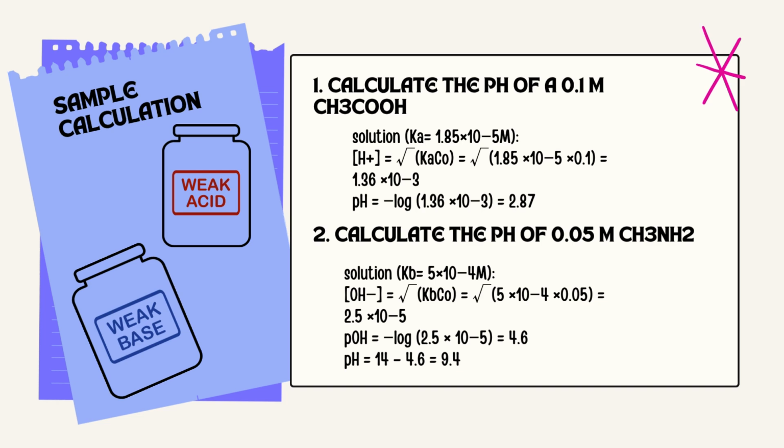Second, 0.05 M CH3NH2, a weak base. Using Kb equals 5 times 10^-4, we get [OH-] equals 2.5 times 10^-3. pOH equals -log(2.5 times 10^-3) equals 2.6. So, pH equals 14 minus 2.6 equals 11.4.